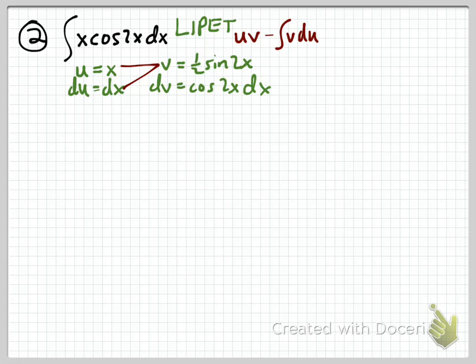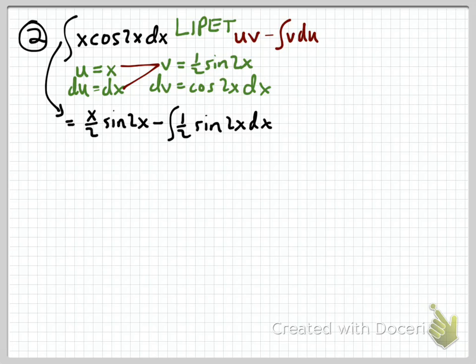Let's see, ultraviolet, it's hard to remember this stuff. So this thing is equal to x times x over 2 times the sine of 2x, minus v du, so minus 1/2 sine of 2x dx. Alright, it's getting there. X over 2 times the sine of 2x, and then minus 1/2.